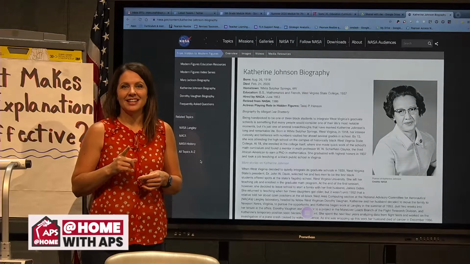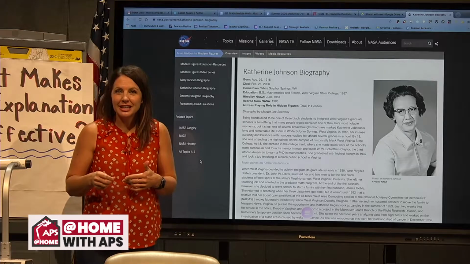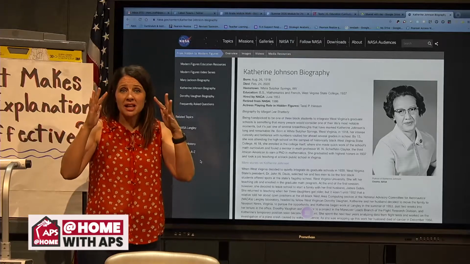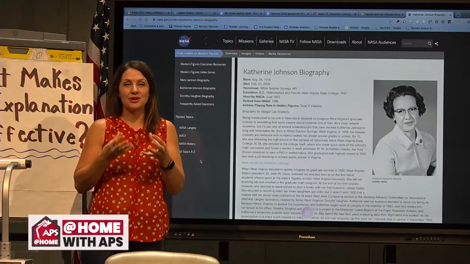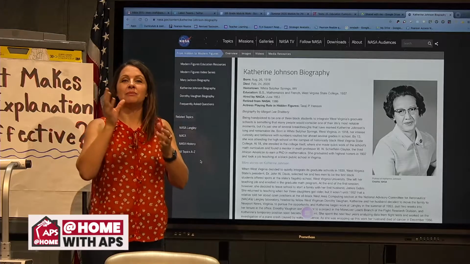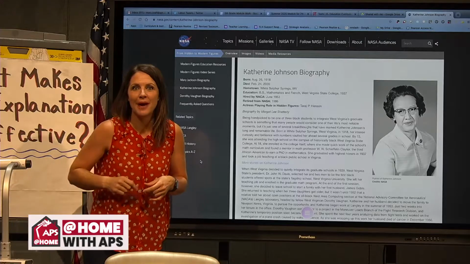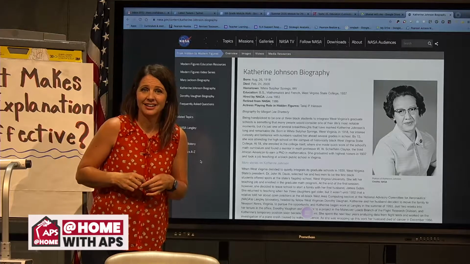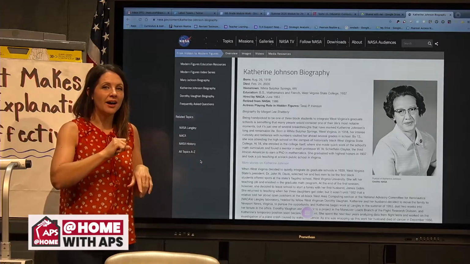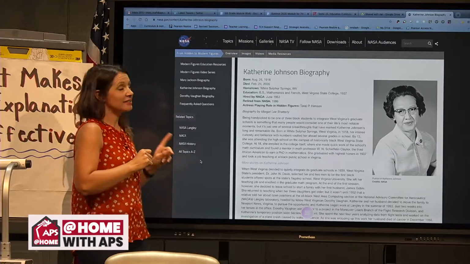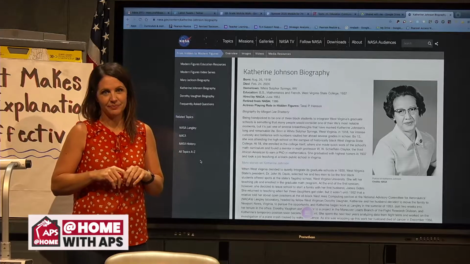She was an engineer who was able to calculate such complex math problems that she was an important member of the team to actually get the first American spacecraft into space. Yeah, they needed her. She's pretty amazing. I recommend looking on the NASA website. You can learn more about Katherine Johnson.